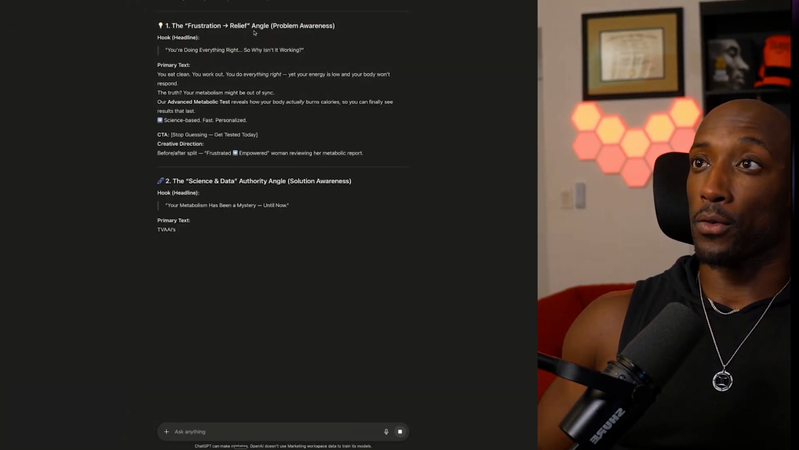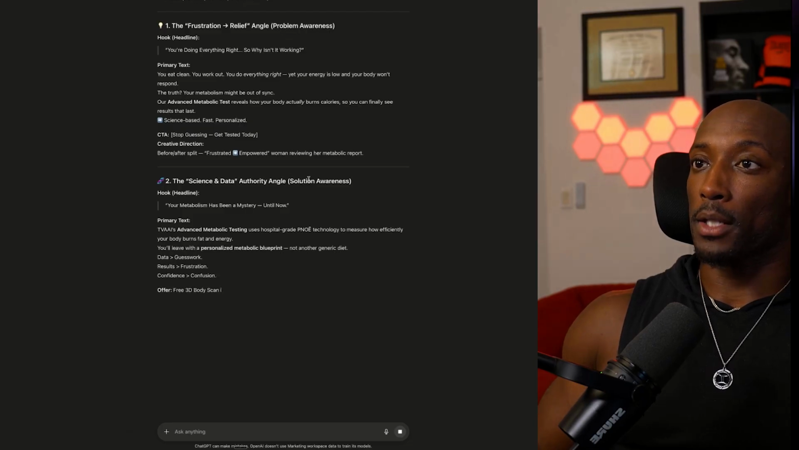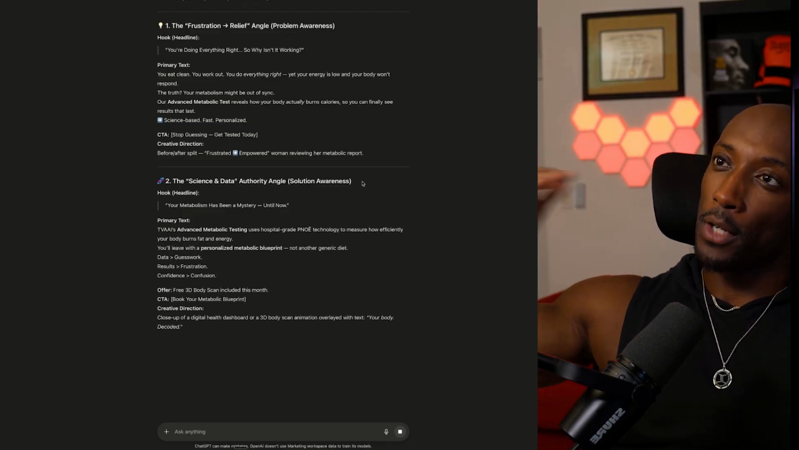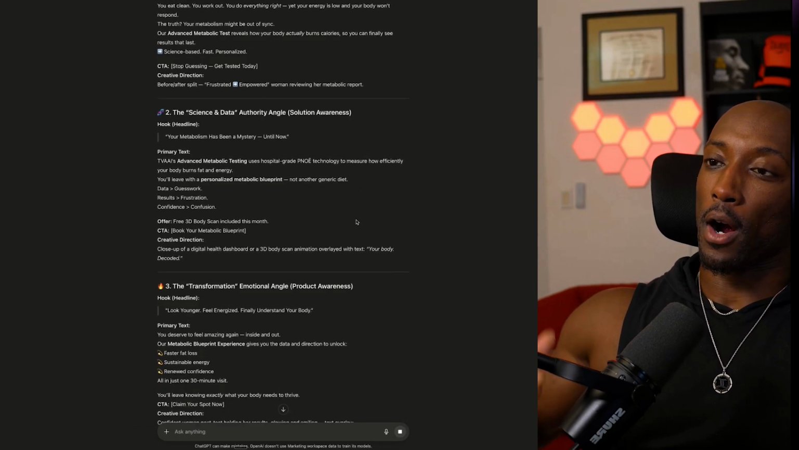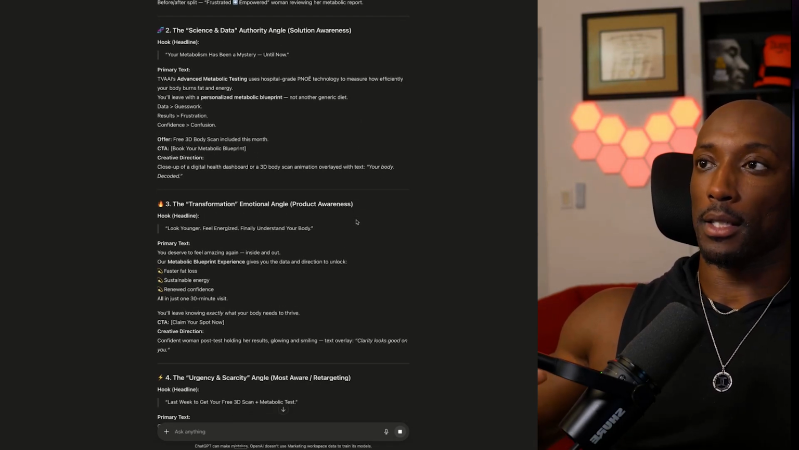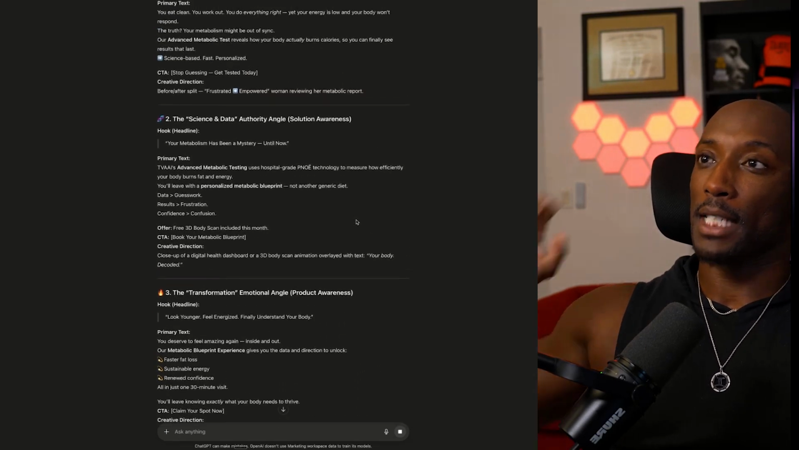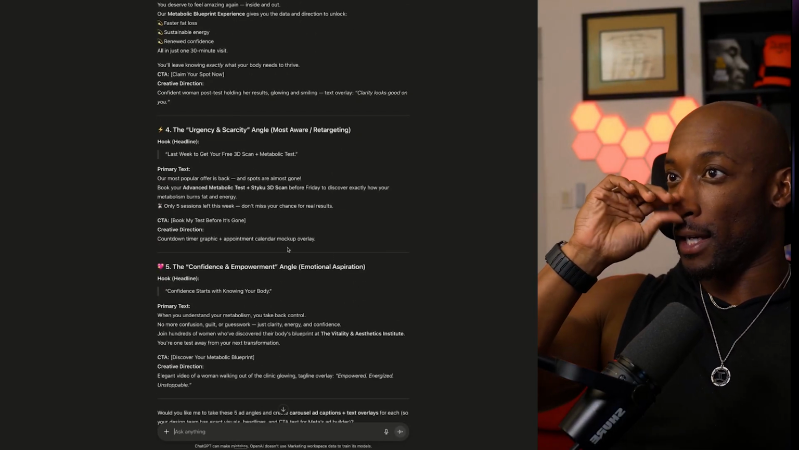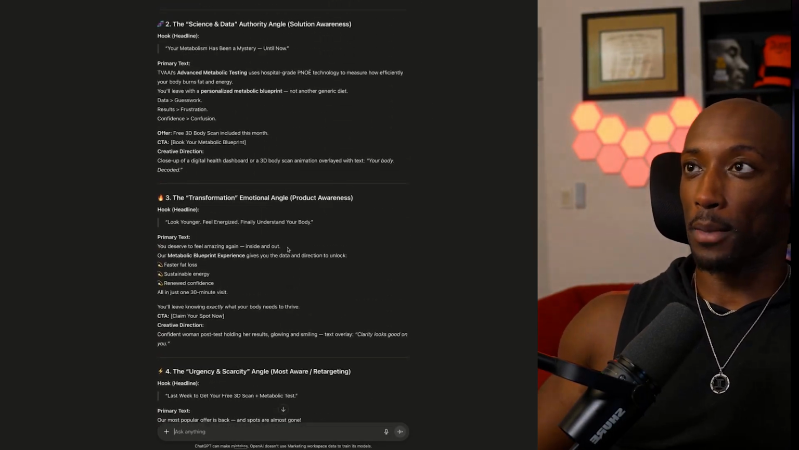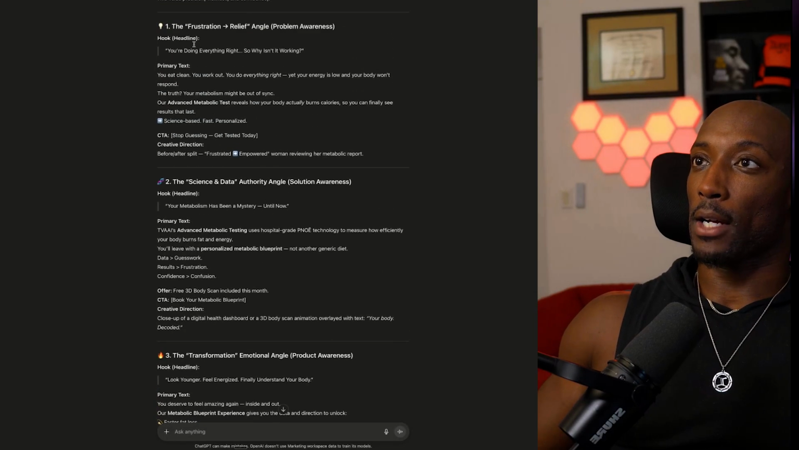So the frustration relief angle. This is problem aware, solution aware. As you can see, we're building different types of marketing angles depending on where they are in the awareness stages, because that's important. A lot of people just always hit people with the solution aware angle, and that doesn't work because you're competing with everybody else. So you want to make sure that you hit all these different angles.